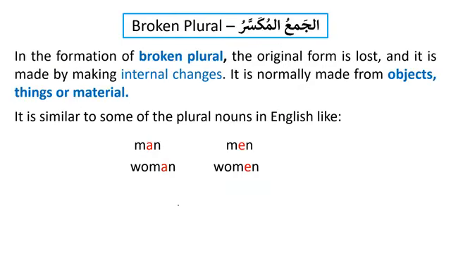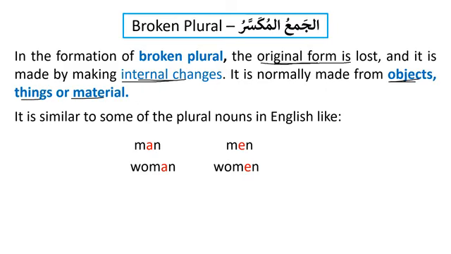Now, what's the broken plural? In broken plural, what happens? The original form is lost, and it is made by making internal changes. Okay, it is normally made from the objects, things, or material, or we can say that generally it is made from ghayru aqil.